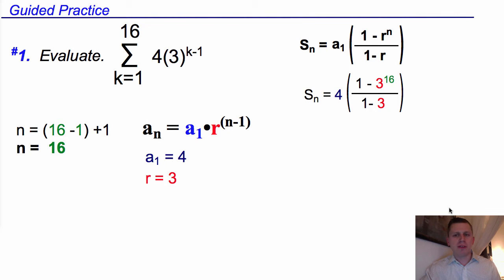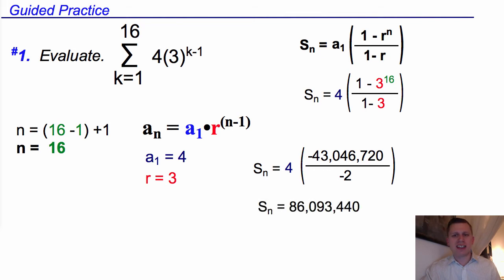When I go to compute this, it can be a lot to deal with at first, so what I really like to do is simplify the numerator, simplify the denominator, then take care of this division, and eventually the product. When I simplify the numerators, I should get this here. Here I'm going to divide the numerator by the denominator and multiply by 4, and I can see the sum of this geometric series is 86,093,440.